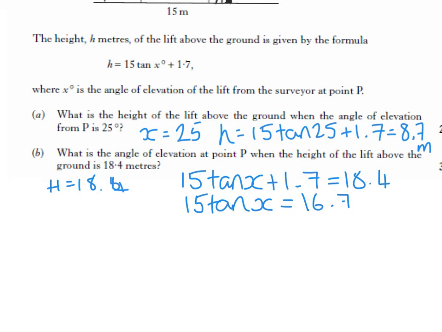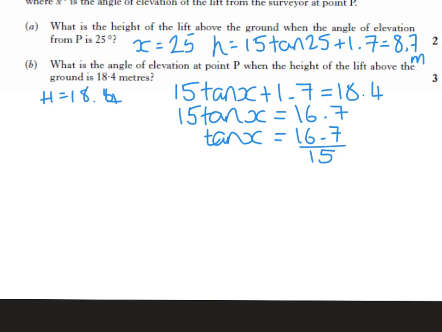Please use your calculator because you don't want to make wee mistakes by trying to do things mentally. Then we divide that by 15, and I'm just going to leave it as an ugly looking decimal. Now, I'm running out of space here, so let's move things again a wee bit. I am then going to do x equals the inverse tan of 16.7 over 15.